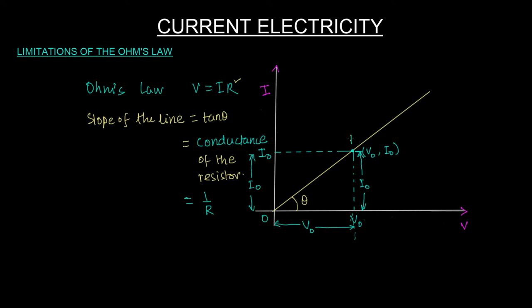Now you can very well understand that in this triangle, let this point be P and this be M. In triangle OMP, which is a right triangle, I naught upon V naught is equal to tan theta, perpendicular upon base, right? Opposite side upon the adjacent side. And what is I naught upon V naught? If I divide both the numerator and denominator by I naught, it becomes 1 upon V naught by I naught. And V naught by I naught is nothing but R, so that becomes 1 by R. That's why tan theta is equal to the conductance.